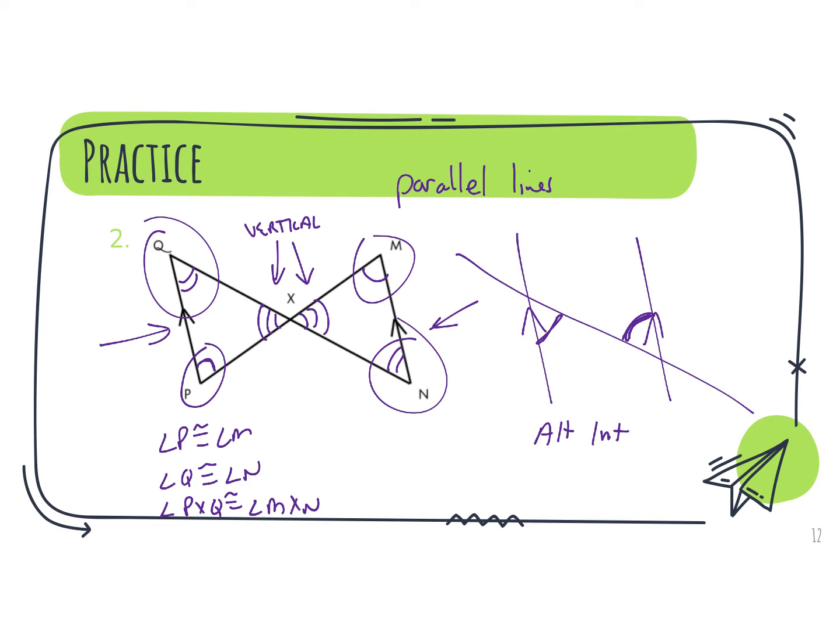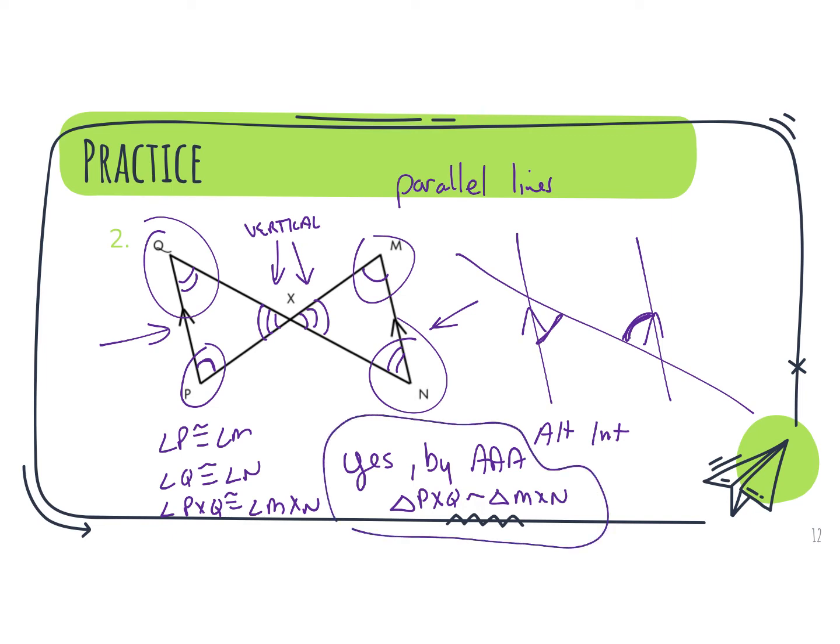All I'm doing is putting in some extra lines. So this one's going to be yes, again, by all angles. And I can say triangle PXQ is similar to triangle MXN. And again, make sure that those points correspond, match up, okay? P matches up to M, X matches up to X, Q matches up to N. Okay. So far, I hope we're doing okay. If you missed something, feel free to pause, back up, and go again.